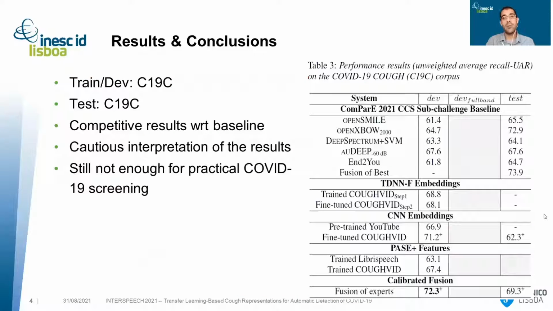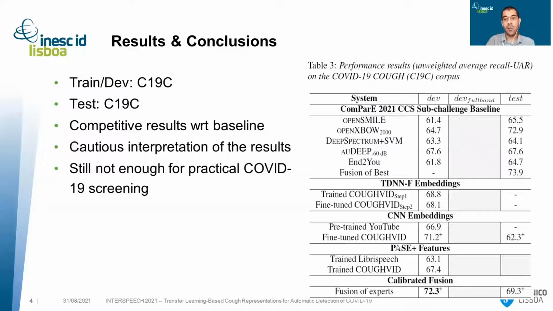We see here the results of the baselines and the proposed systems. All the results are presented in terms of the unweighted average recall. If we look at the results of the development subset here, we can see that our proposals are competitive with or even outperform the baseline systems. And these results also show the potential of the approach proposed here to overcome the scarcity of COVID-19 specific data.